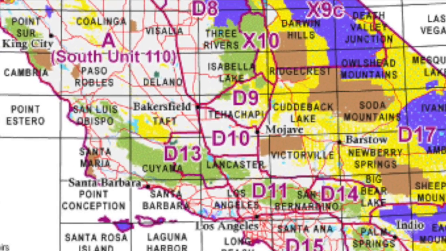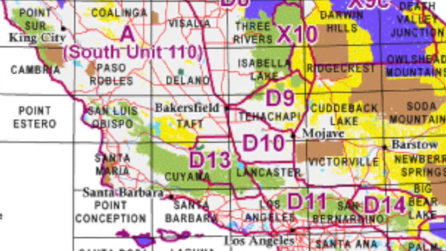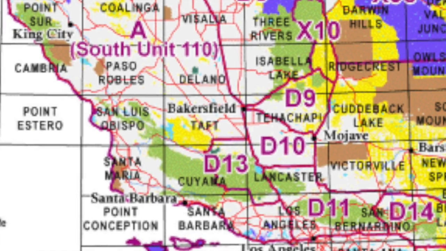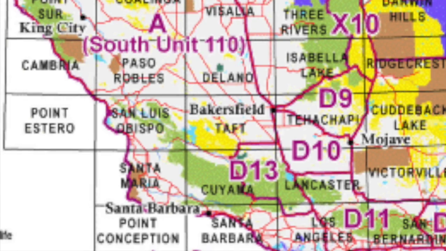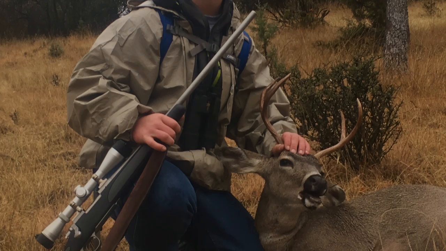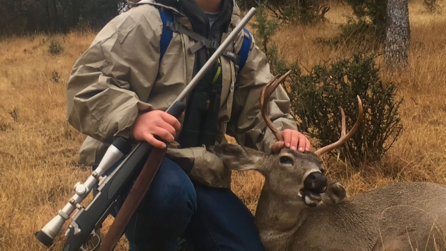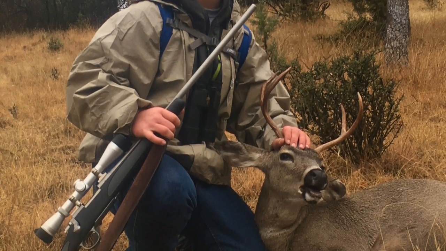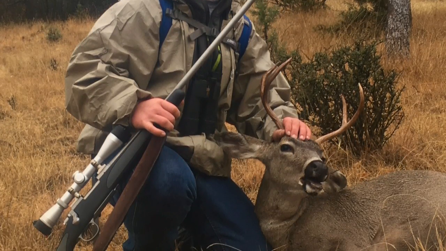For example, in 2021, the archery season for deer opened on July 10th and closed on August 1st. The general hunting season opened August 14th and closed September 26th. Deer are the most popular game animal in California, contributing nearly $450 million annually to the California economy.